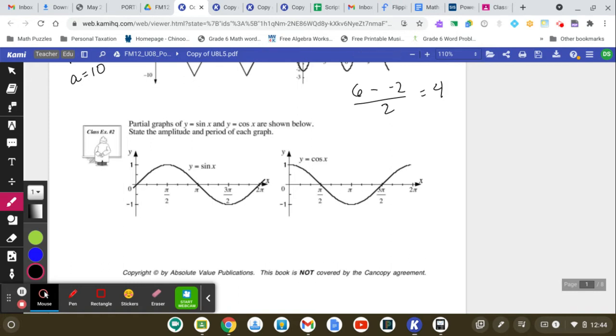Ready? The partial graphs of y equals sine x and cosine x are shown to you. What is the amplitude of sine x? What does A equal on sine x? 1. What's the amplitude on cosine x? 1. What's the period on sine x? 2 pi. It takes until 2 pi before you have completed the entire cycle, the crest and the bottom. Okay, what is the period on cosine? It's also 2 pi.